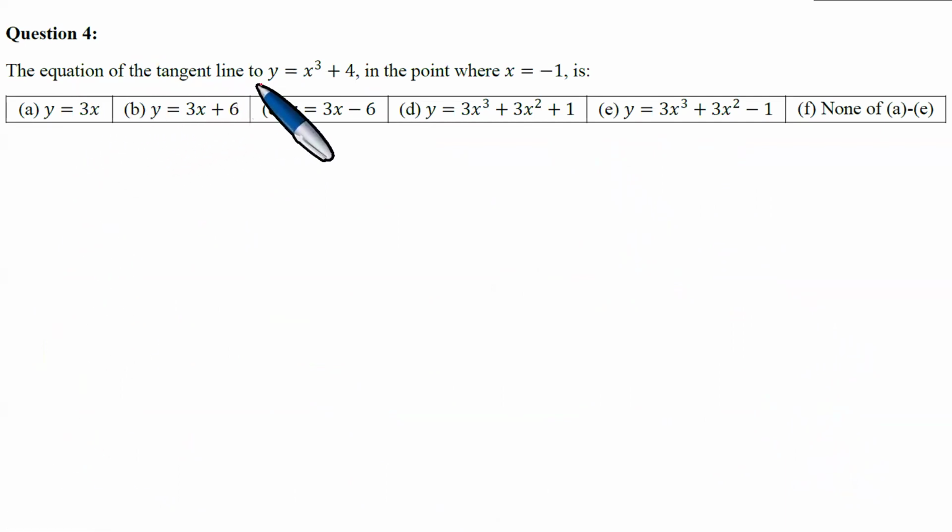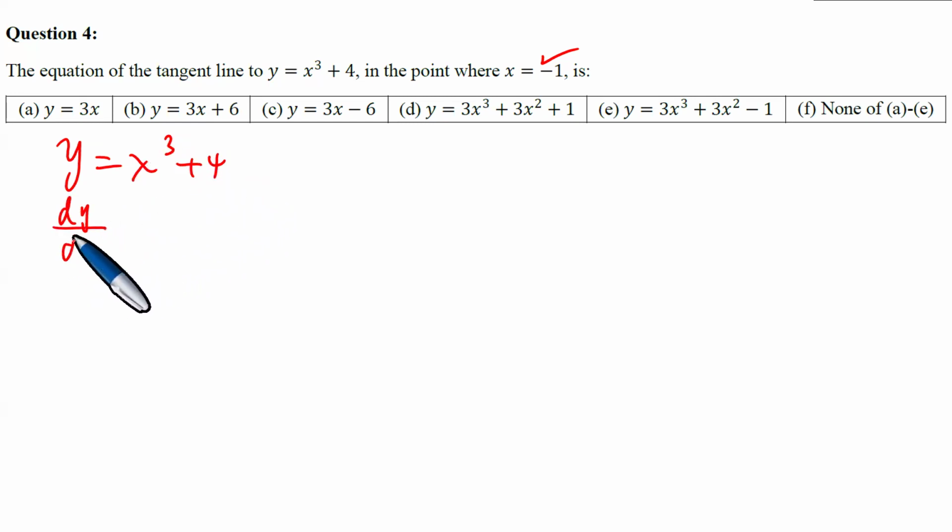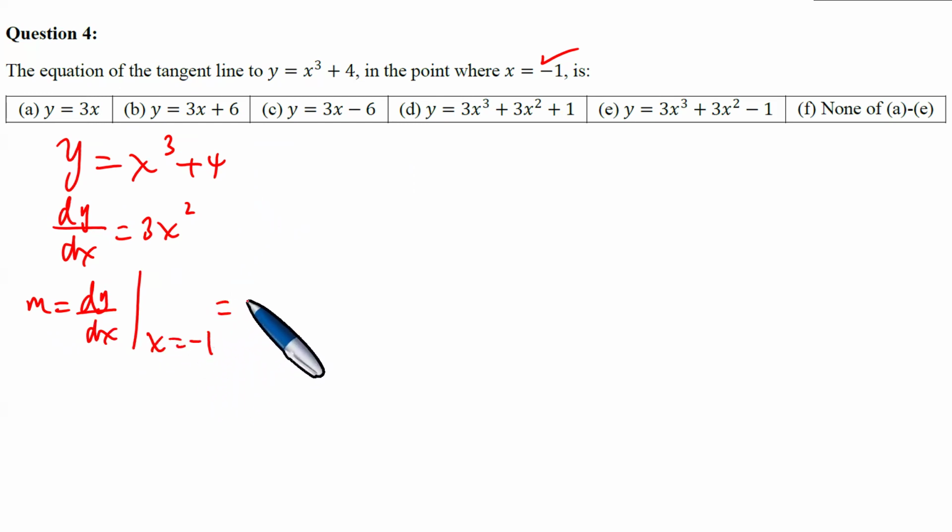Right, the equation of the tangent line to y equals x cubed plus 4 at the point where x equals minus 1 is what? Let us find it. This one is like school. We have y equals x cubed plus 4, so dy/dx equals 3x squared. At x equals minus 1, we have 3 times minus 1 squared, and the result is 3.